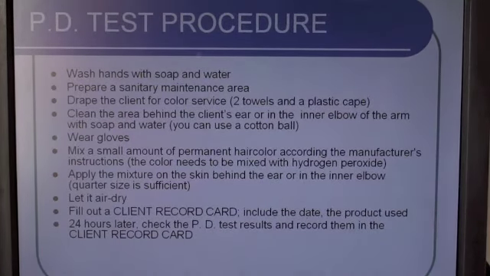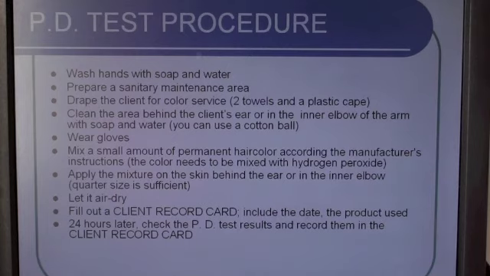PD test procedure. With the PD test procedure, and with any procedure, you should wash your hands with soap and water first, prepare the sanitary maintenance area, and drape the client. Although we're doing a PD test on the back of the ear and or in the inner elbow, we should drape the client for color service, which is 2 towels and a plastic cape. You should extend the plastic cape over the back of the chair.